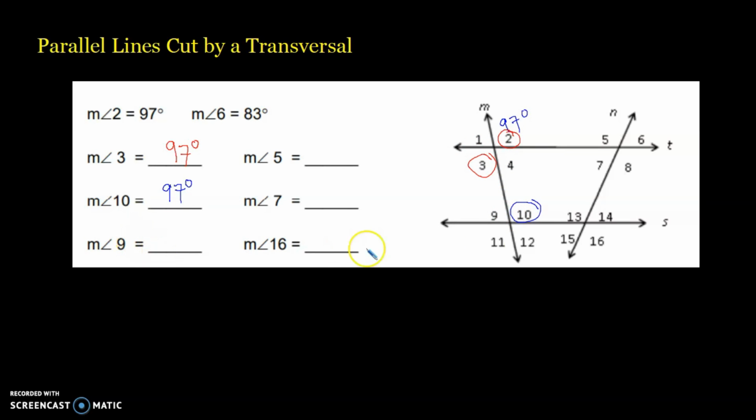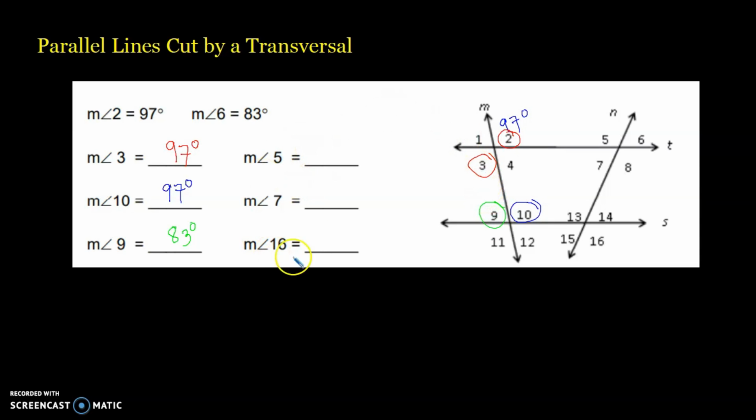So let's now have angle 9. For angle 9, you can make use of angle 10 or angle 3. Either of the two will do. If you use angle 10, angles 9 and 10 are linear pairs, and linear pairs are supplementary. Since the measure of angle 10 is 97, we just have to subtract 97 from 180, and that will give you 83 degrees. Or if you use angle 3, angles 3 and 9 are same side interior angles, and same side interior angles are supplementary.